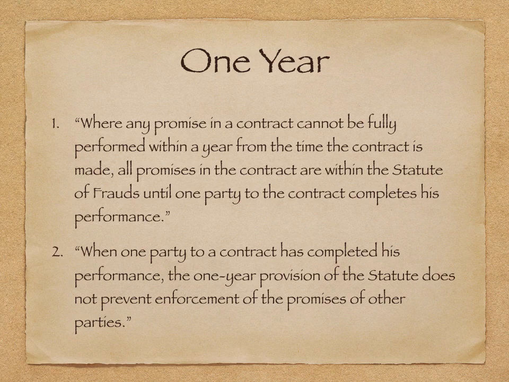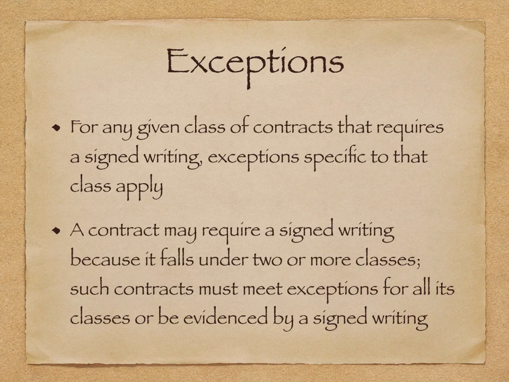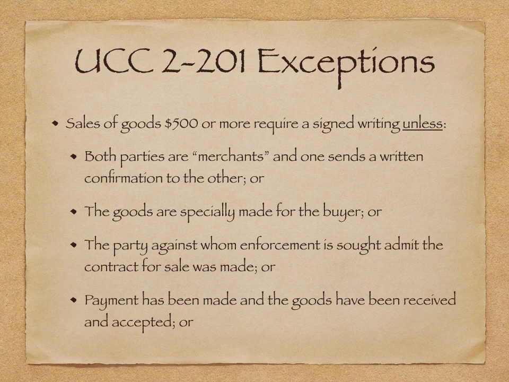For any given class of contract rules that bring us into the statute of frauds, there are exceptions that apply to that class and that class alone. So when a contract requires a signed writing because it falls under 2 or more different classes, for example, a contract to buy a house 13 months from now would fall both under the land and the 1 year provisions, the exceptions to the UCC are specific to this provision.